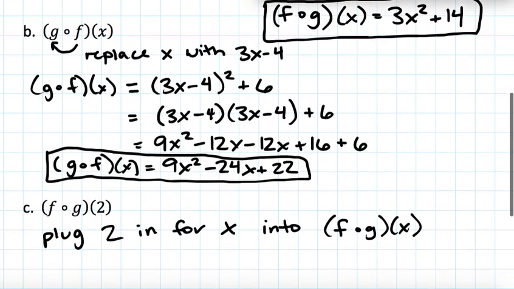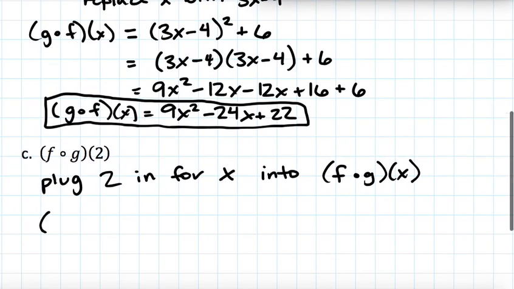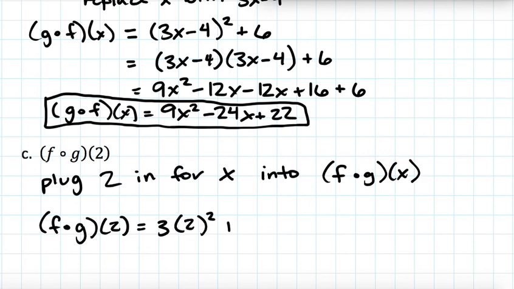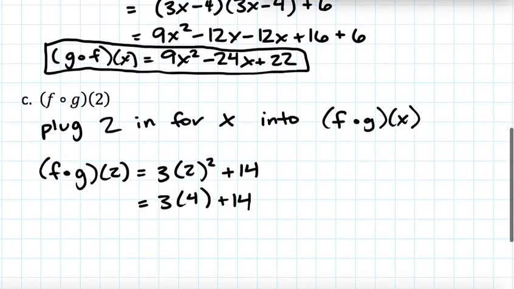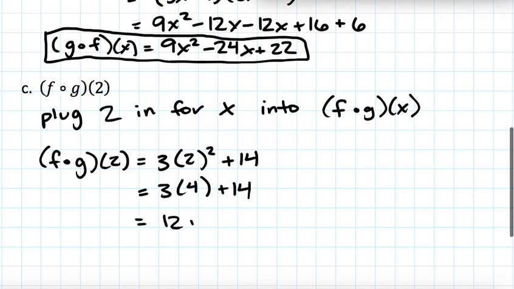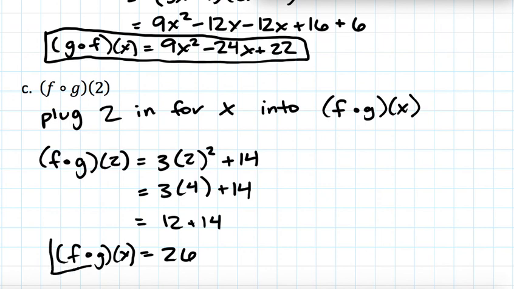So that's 3x squared plus 14. So I'm going to do 3 times 2 squared plus 14, and then do order of operations or type this into my calculator. Exponents first, 2 squared is 4, 3 times 4 is 12, and 12 plus 14 is 26. So again, you'll see this on the homework. All you're going to do is plug 2 into the function that you found earlier. So that's the answer for that.